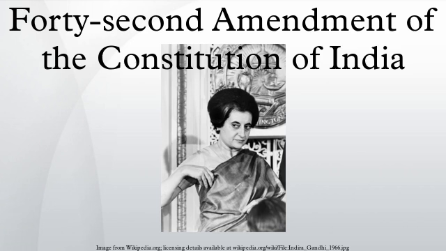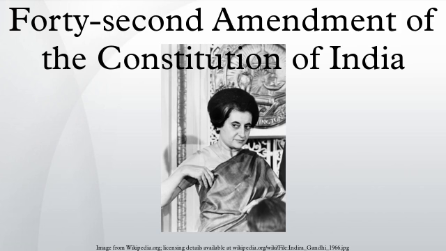The 42nd Amendment of the Constitution of India, officially known as the Constitution Act, 1976, was enacted during the emergency by the Indian National Congress government headed by Indira Gandhi. Most provisions of the amendment came into effect on January 3, 1977, others were enforced from February 1, and Section 27 came into force on April 1, 1977.